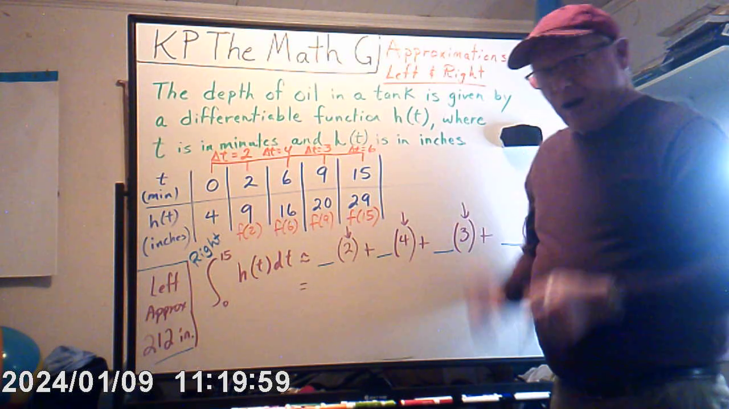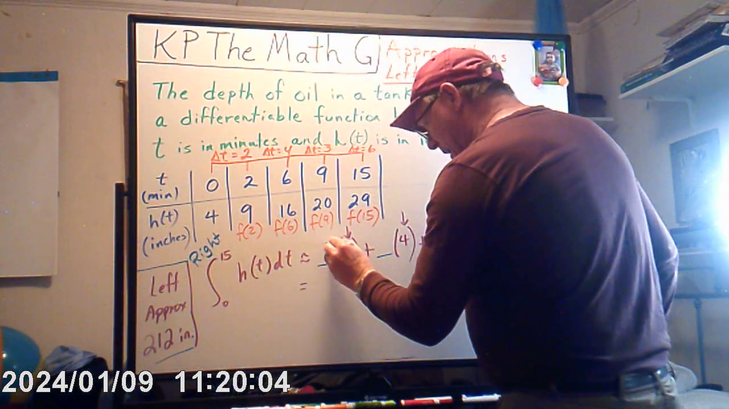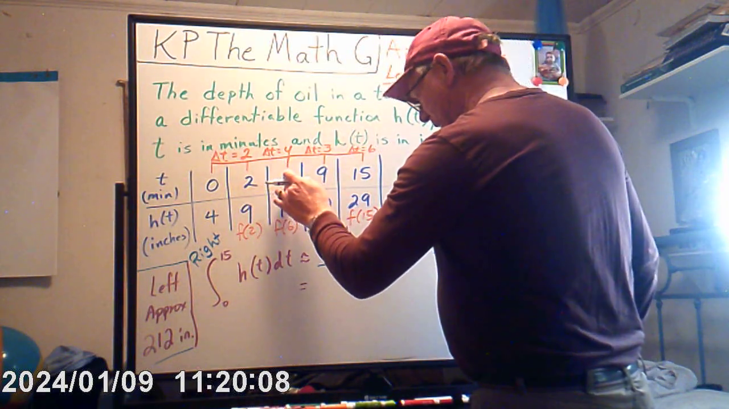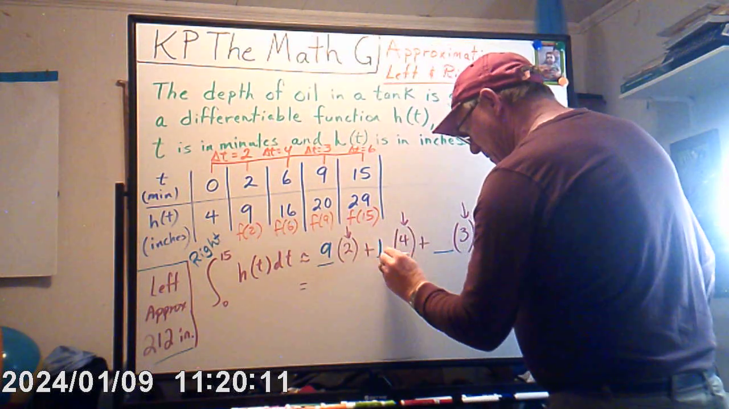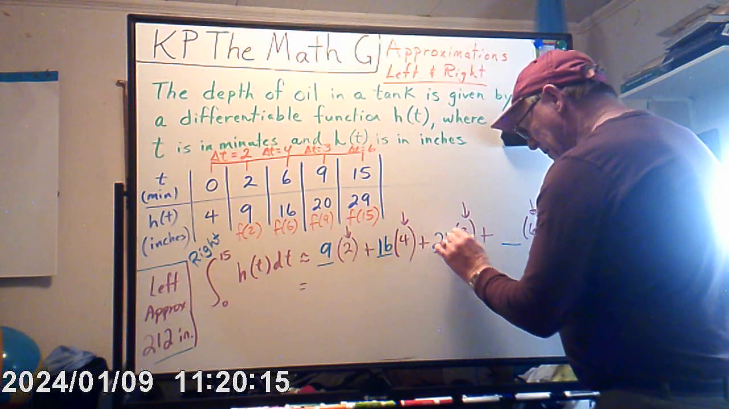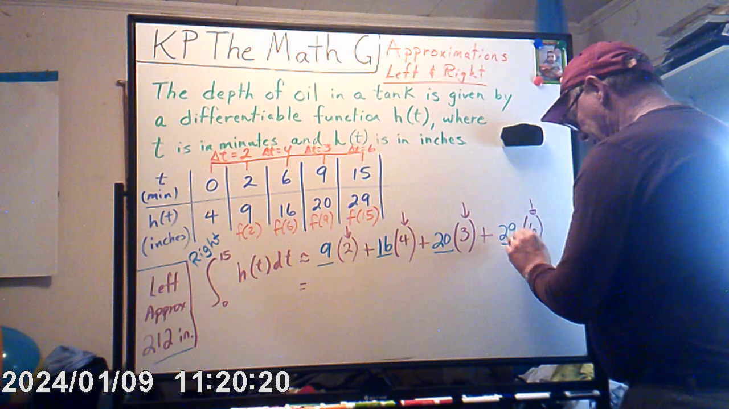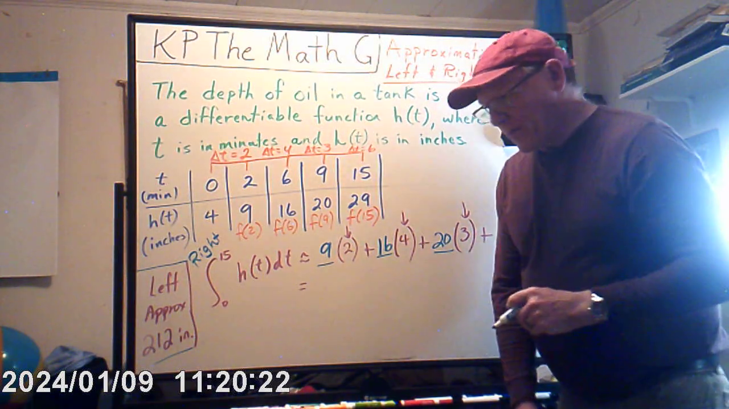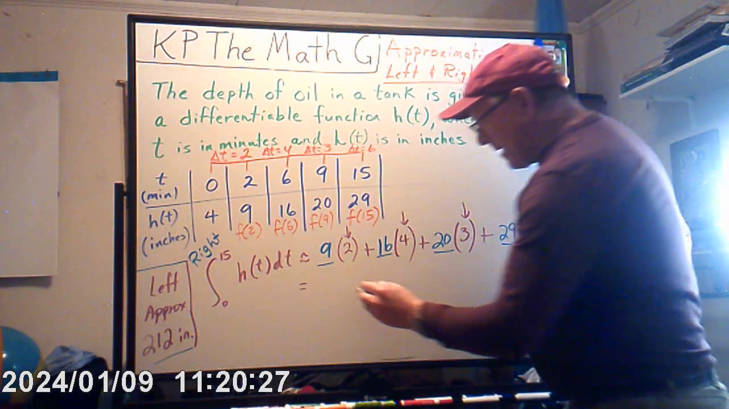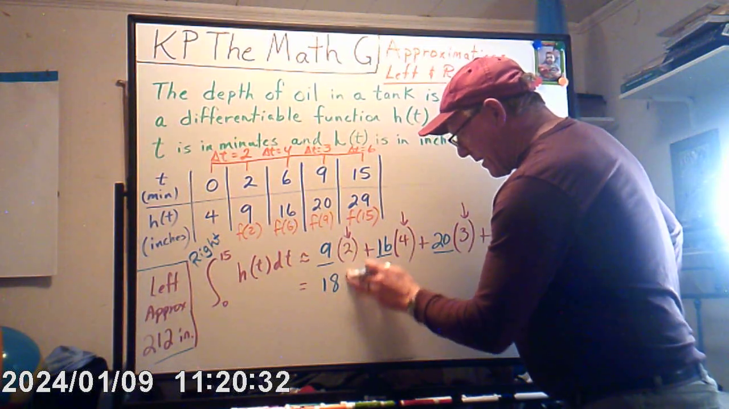Now, let's put down, we keep these 2, 4, 3, 6. Just keep them there. But now we're looking at F at 2, which is 9. F at 6 is 16. F at 9 is 20. And F at 15 is 29. It's going to be a higher approximation. It's going to be much higher, as a matter of fact. 9 times 2 is 18. Let's put our plus sign a little further out here.